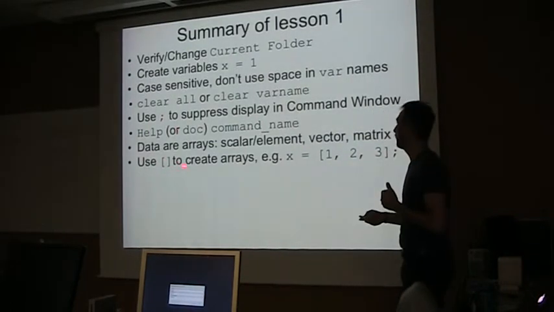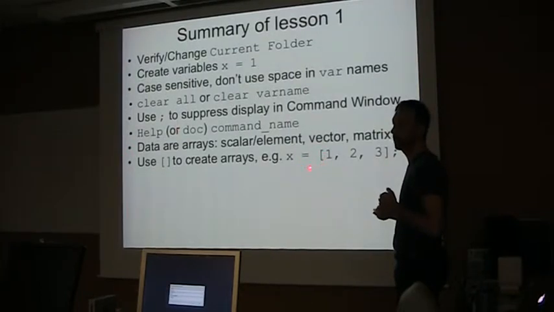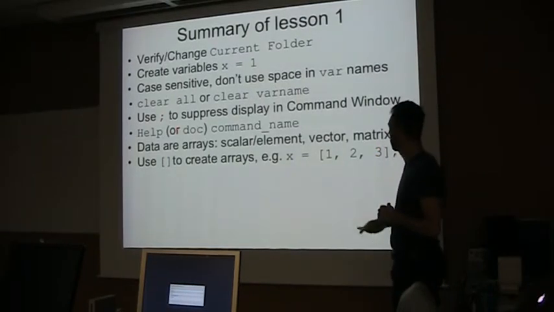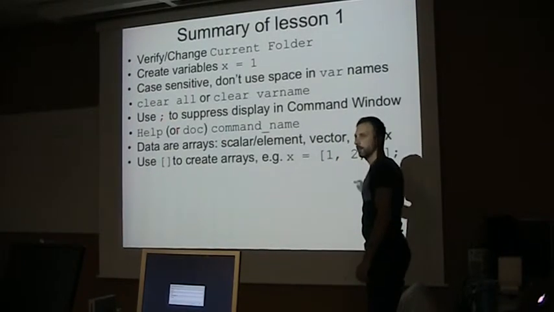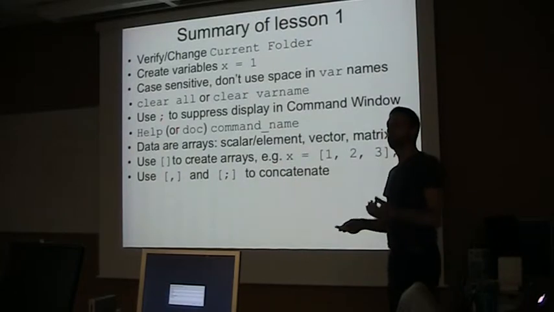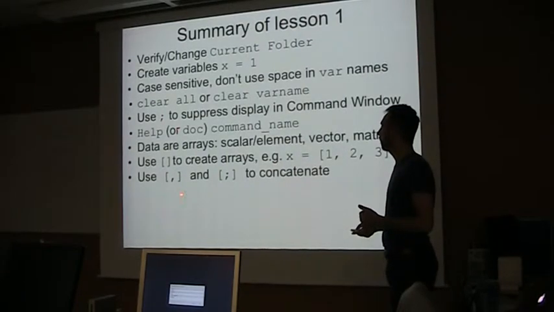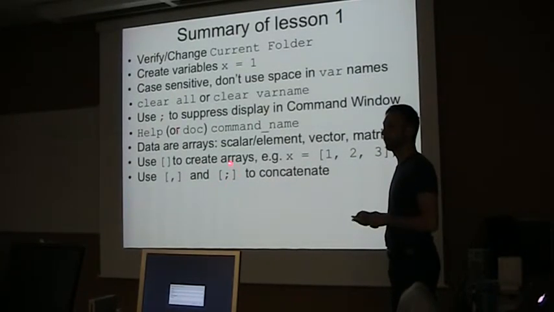So how do you create arrays? Well, we use these square brackets. For example, x equals open square bracket 1, 2, 3 closed, and here put a semicolon to suppress the output. These commas here are actually optional. You could put a space instead. If you want to concatenate arrays, if you want to put one next to the other, we use a comma, and one below the other, we use the semicolon. Okay?